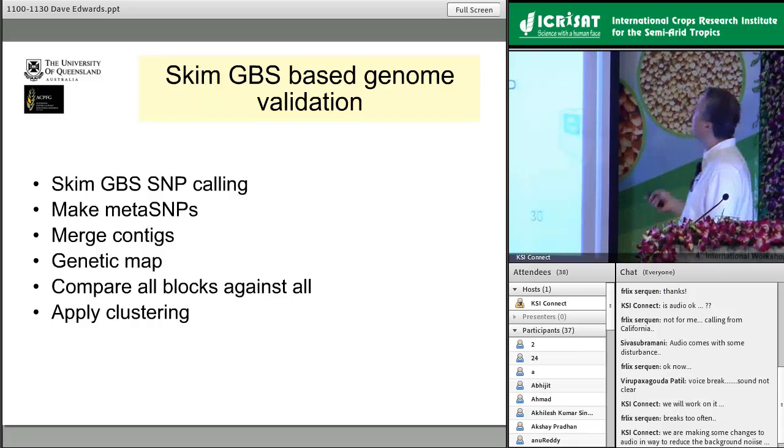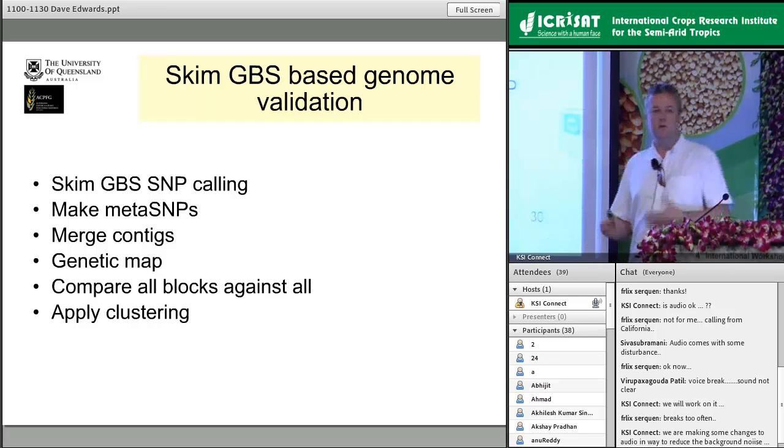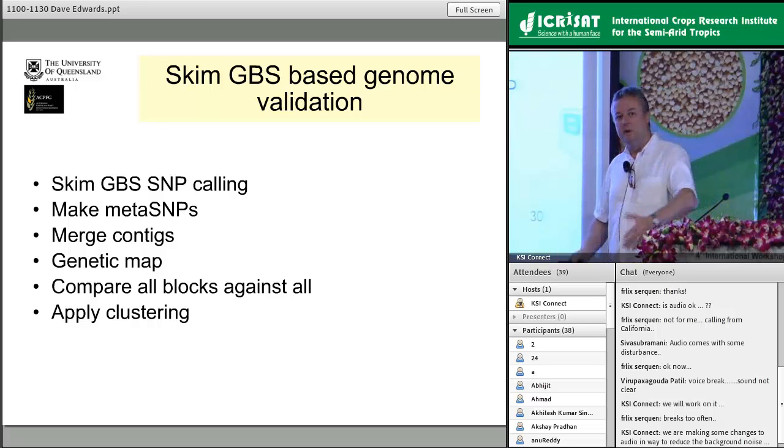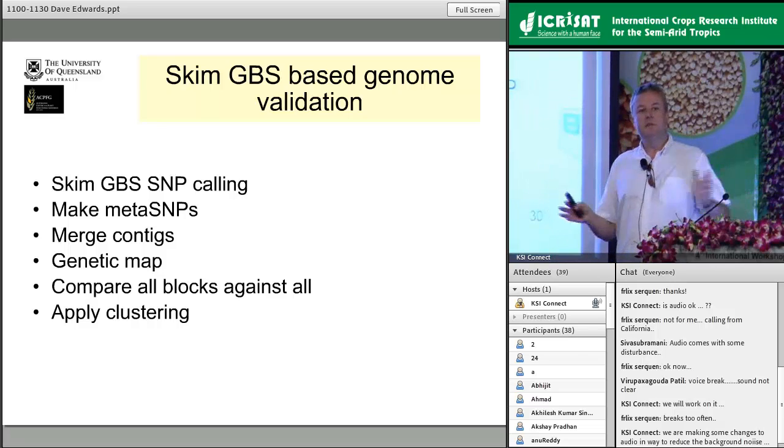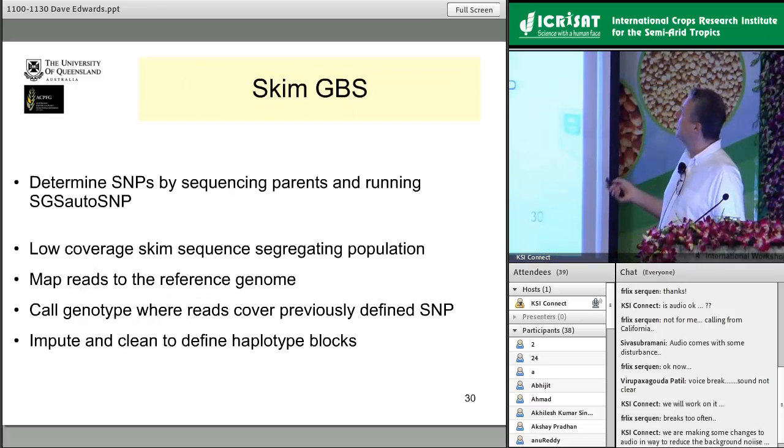It's really quite interesting. So the skim GBS is different to things like RAD GBS or other types of GBS in that it's a two-stage approach. First stage is we identify all the SNPs. So we essentially run whole genome sequencing and identify all the SNPs between the parents. So we need a reasonable amount of data for parents, maybe about 10x coverage for each parent. Once we've identified the SNPs, we then do low coverage skim sequencing of a segregating population. And then we map these reads from the segregating population to the reference genome, the same reference genome that we called the SNPs from. And we call a genotype where a read covers a previously defined SNP.